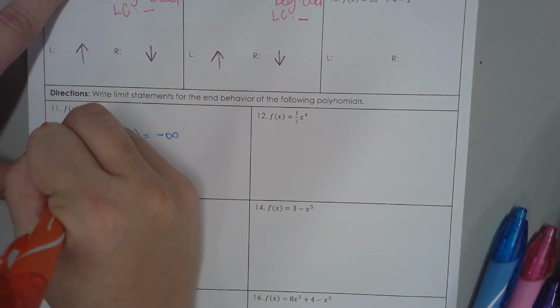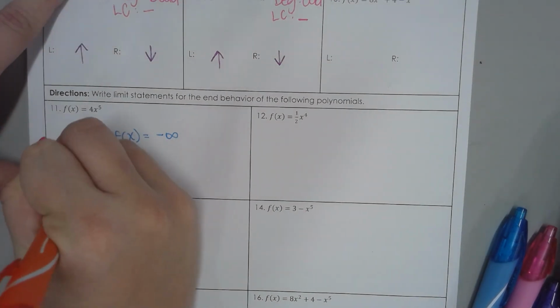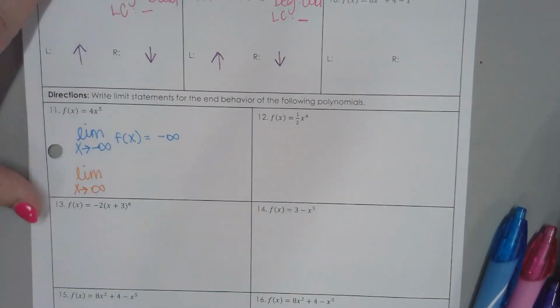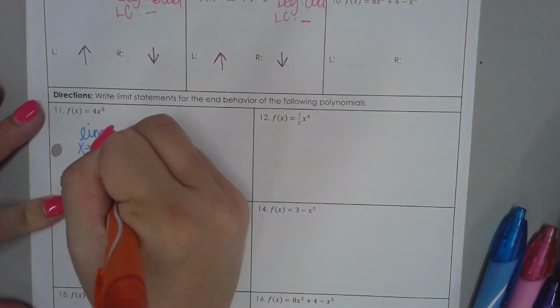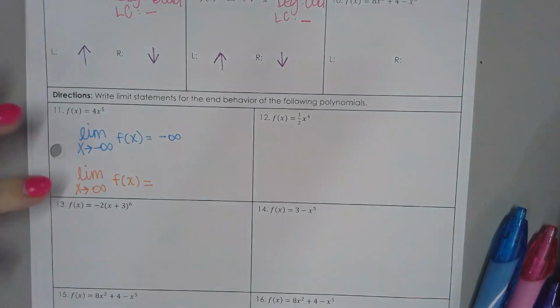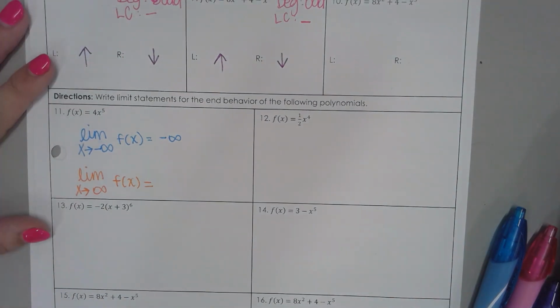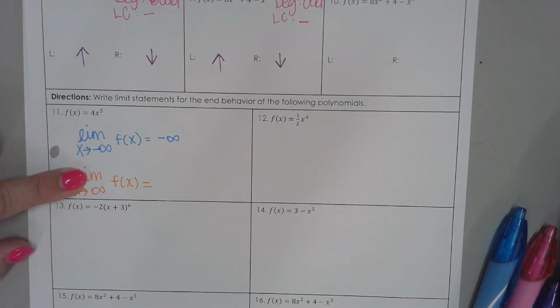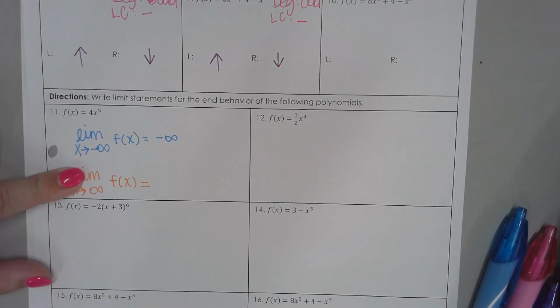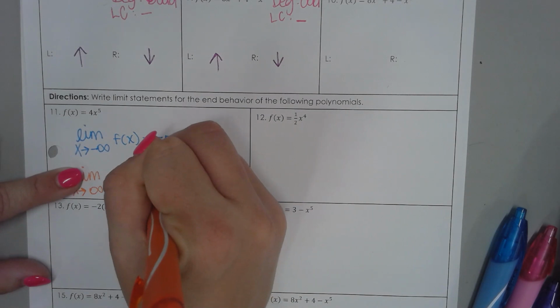And then the right side, the limit as x approaches positive infinity. That's talking about the right side of f of x. What did we say about the arrow on the right side? Points up. So we put a positive infinity.